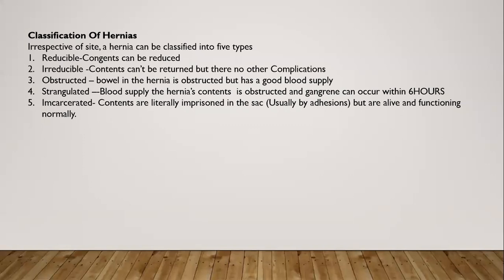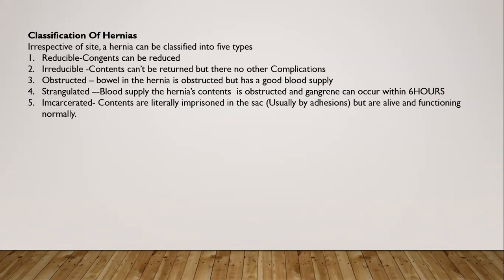2, irreducible hernias. The contents can't be put back, but there are no other complications. So the patient cannot put the hernia or sac back into the abdomen, but there are no other complications. Everything is just okay in that sac. Those are known as irreducible hernias. And then 3, you've got obstructed hernias.